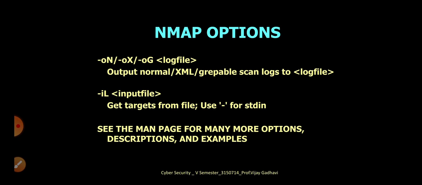-oN, -oX and -oG log file output normal, XML, and grepable scan log to a log file. -iL is input file, get targets from a file, used for stdin. See the man page for many more options, descriptions and examples. Now we will take the next topic in the next lecture. Thank you.